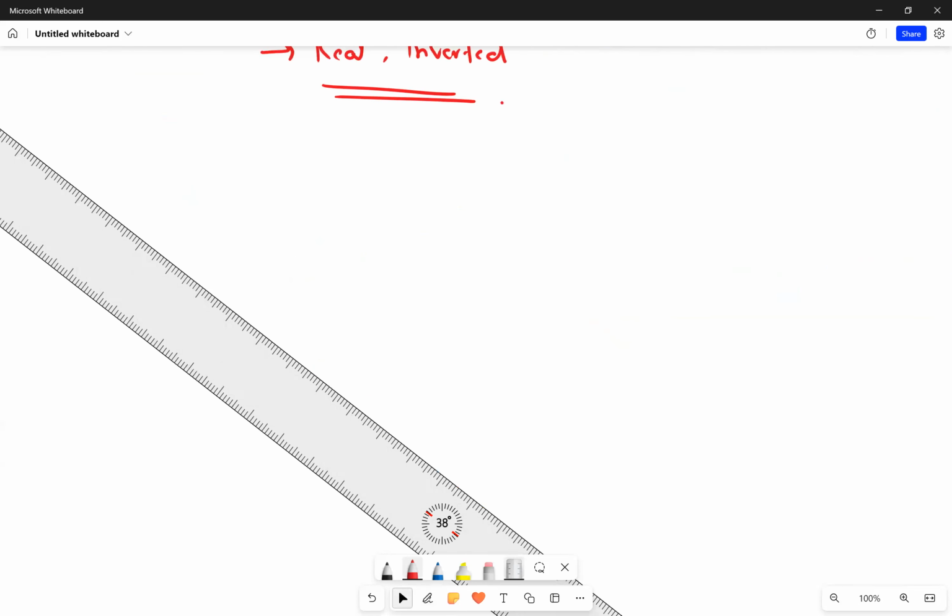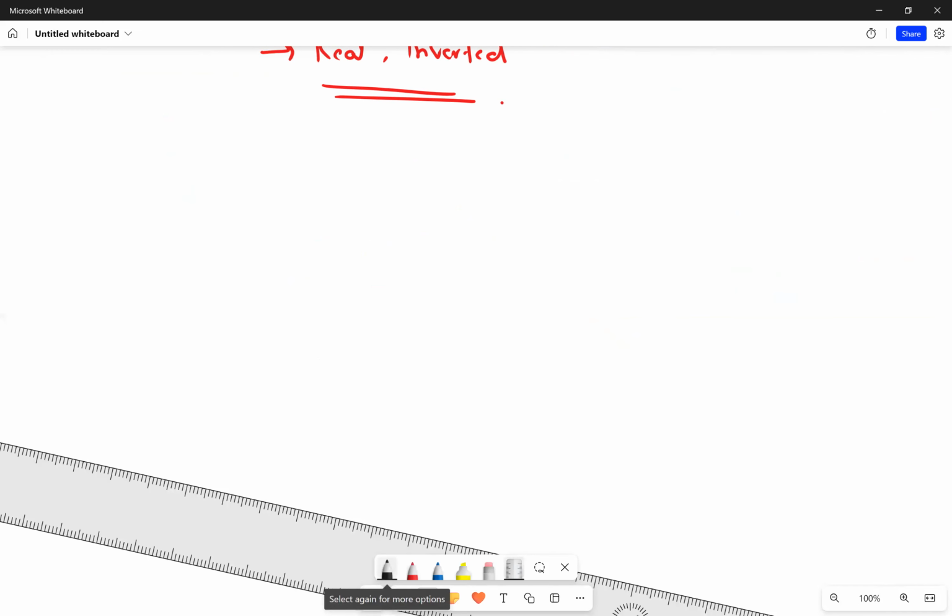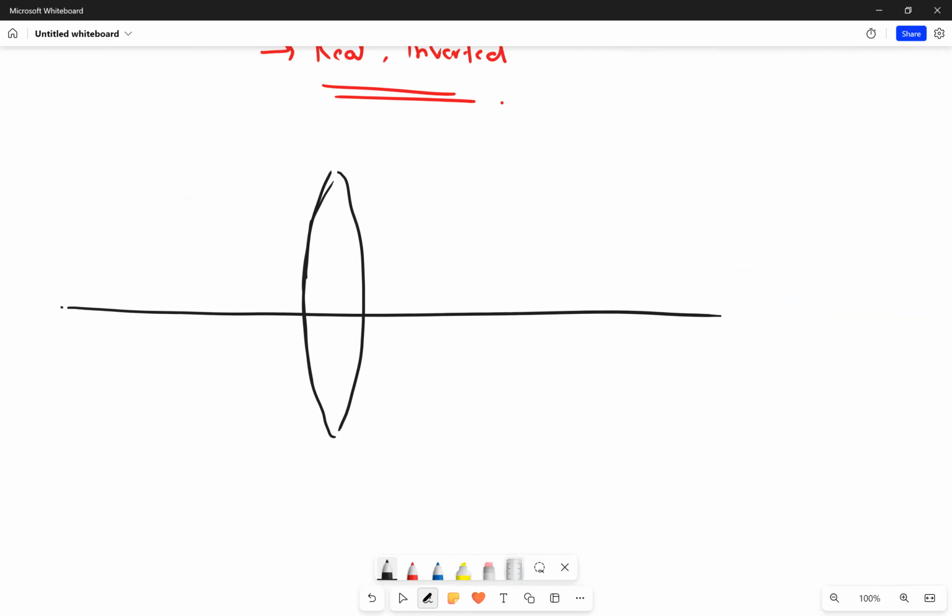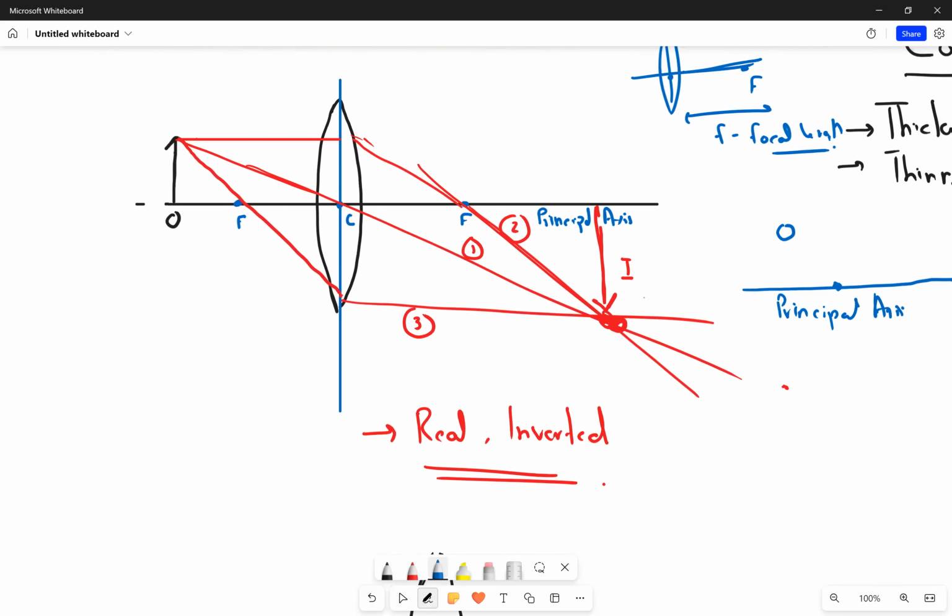The second case of a converging lens is similar: you have a lens, and a principal axis like this. And this is the C, the optical center. Now, this is your focal point, and this is your other focal point. What we're assuming here is that the object is placed between the center and the focal point this time, like this. In the first case, the object was placed behind the focal point.